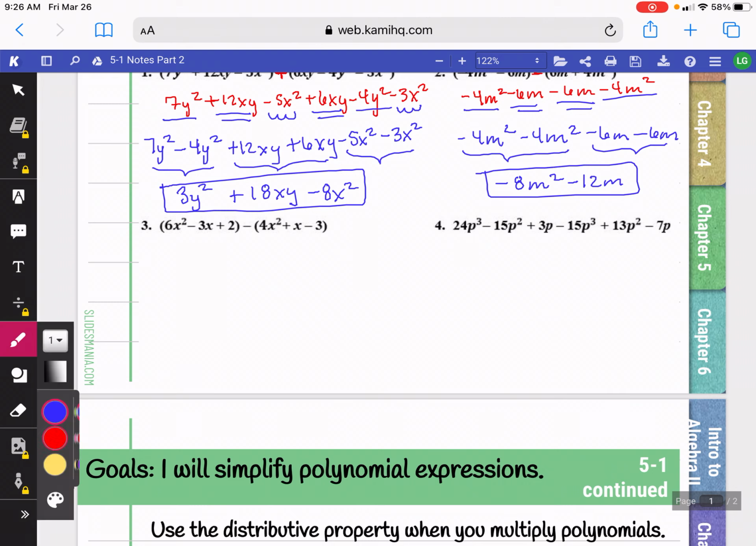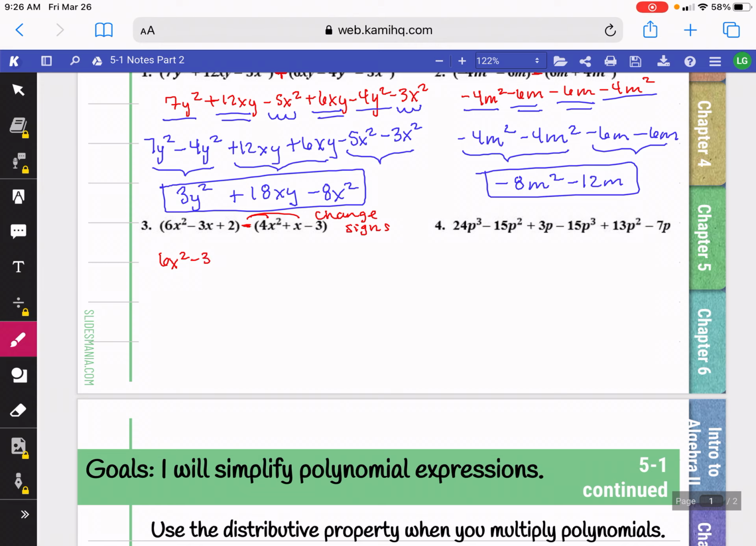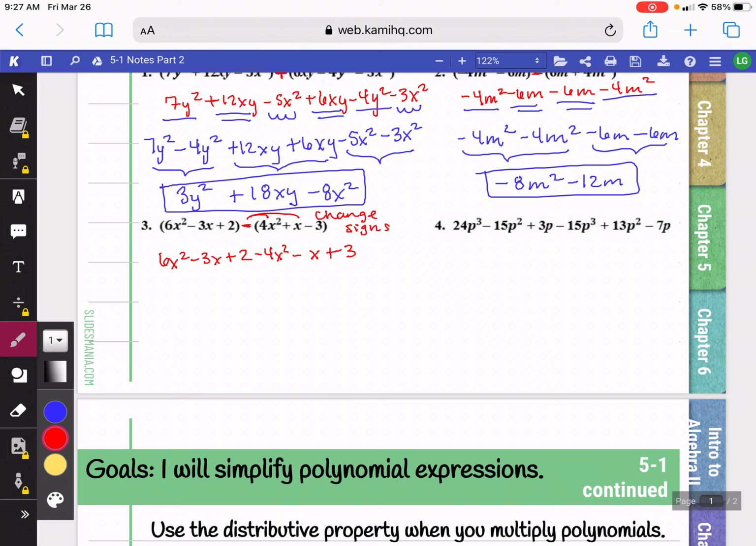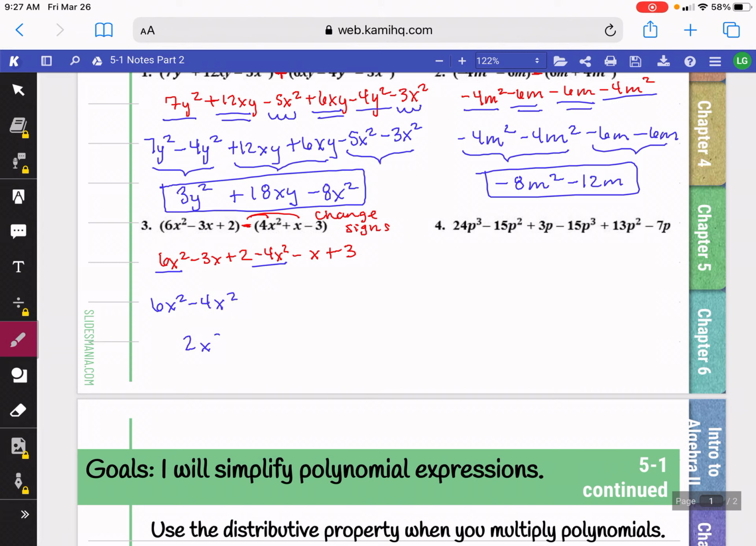In our next example, it's another subtraction problem. So remember, these signs are going to change. So I have 6x squared minus 3x plus 2. And I change this parentheses to negative 4x squared minus x plus 3. Now I'm going to put like terms next to each other. So I have 6x squared minus 4x squared. That's going to be 2x squared.